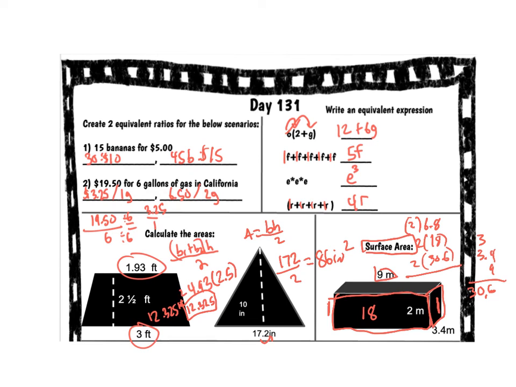Okay? So when I multiply all these by 2, because there's 6 sides, and I add them all together, I get 110.8 meters squared. Remember, it is to the power of 2 because it's surface area. It's the 2D. It's talking about the area of all of the sides. Basically, what is the wrapping paper?